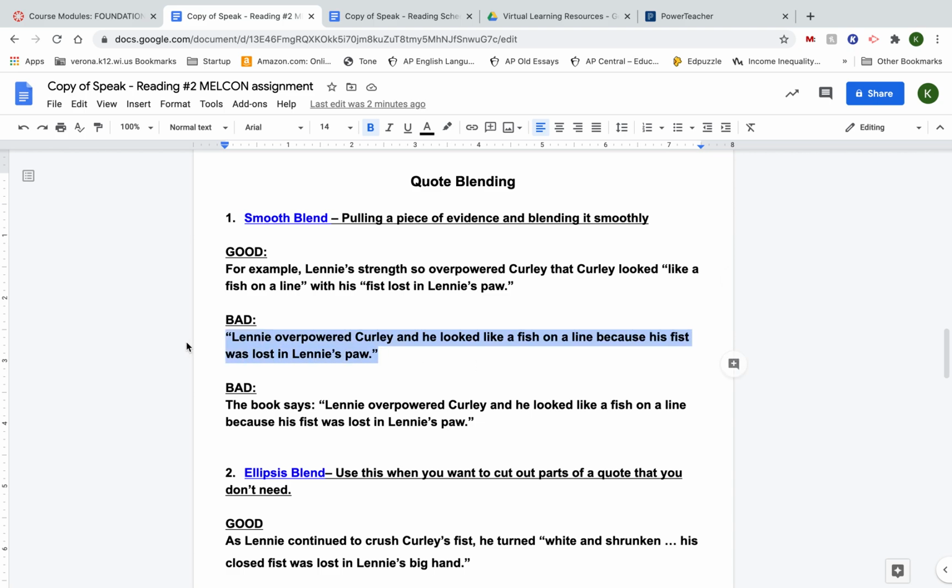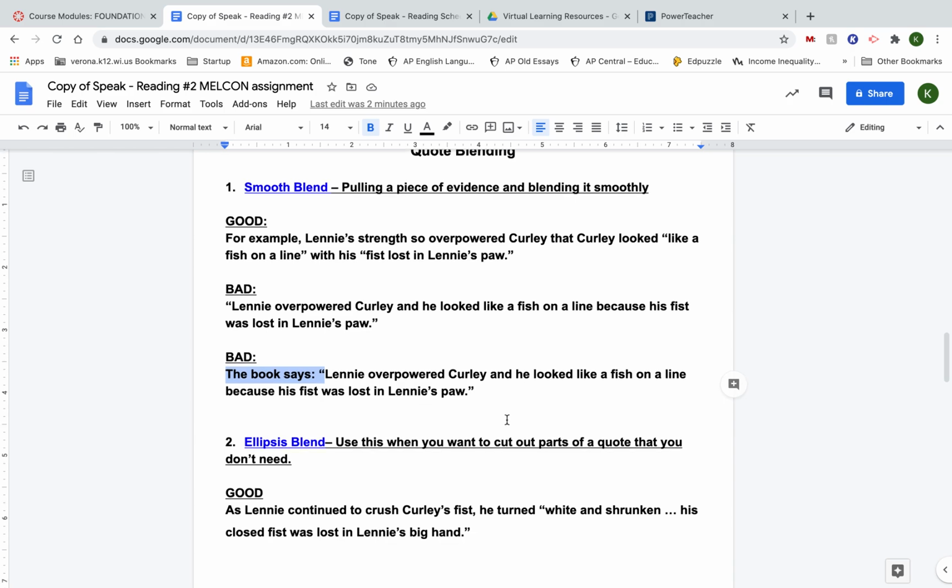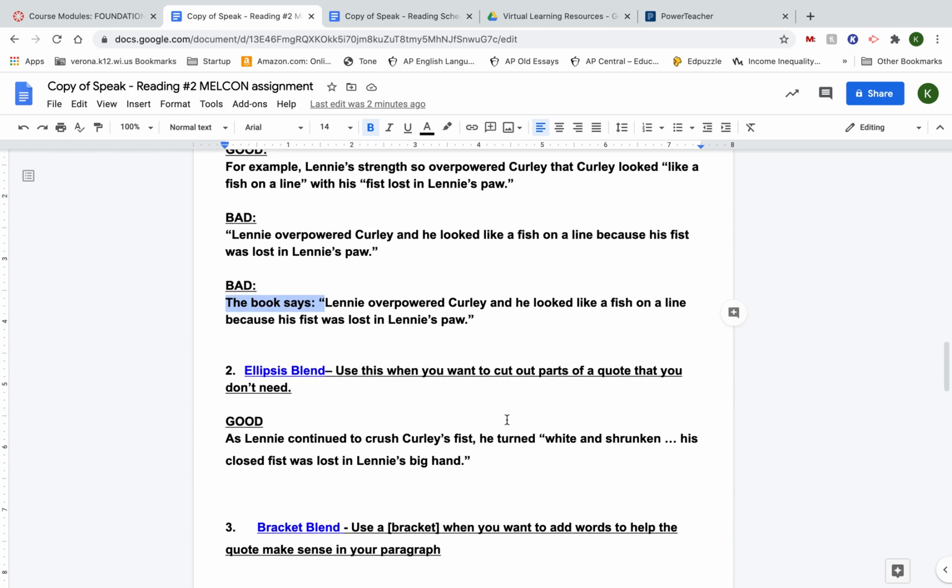This is a bad example because this student didn't blend anything. They just stuck a giant quote here. This one's bad too because it just has an introduction, but there is no transition into this quote. All right, so we're going to work on that this year.